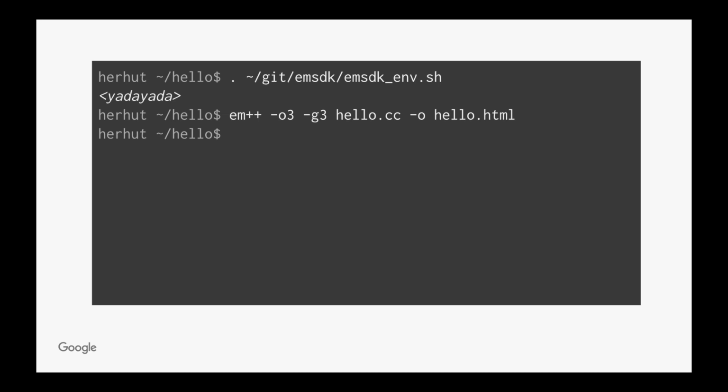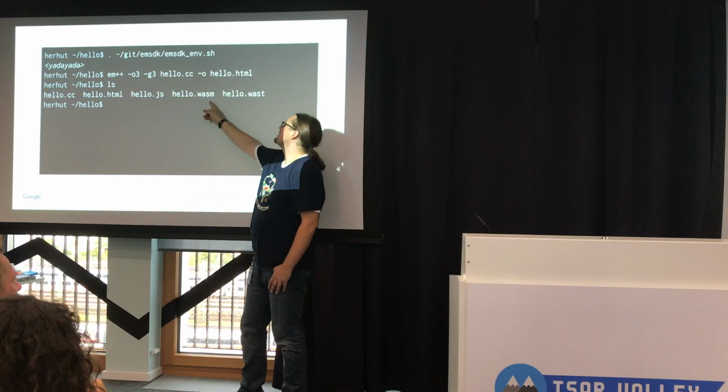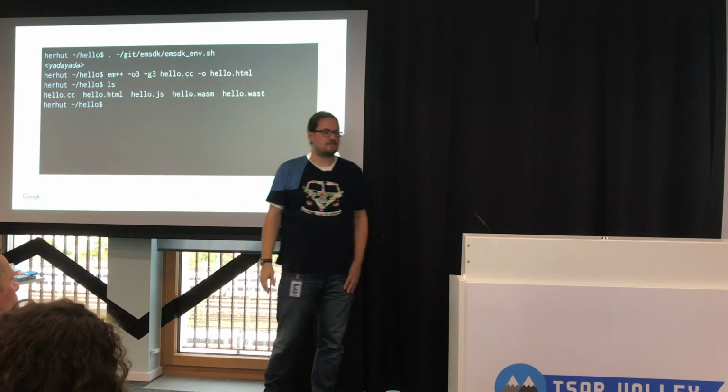You call emscripten again, but this time you tell it what the output file should be called. And I call it hello with a suffix of HTML. This tells emscripten that you actually want to create an HTML file. So I will produce one more file for you, which is hello.html. And you get a JavaScript file, you get a WebAssembly module, and you get a WebAssembly text representation.